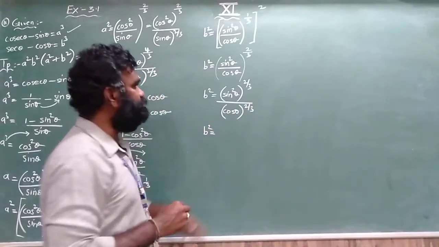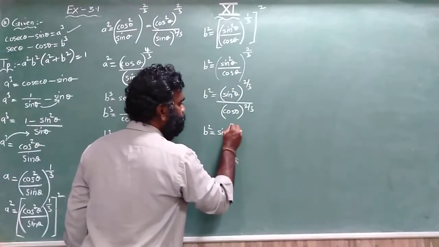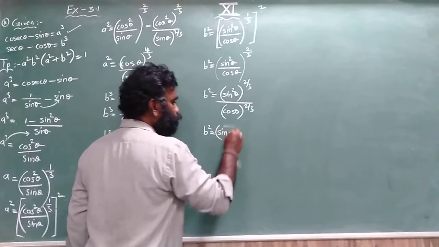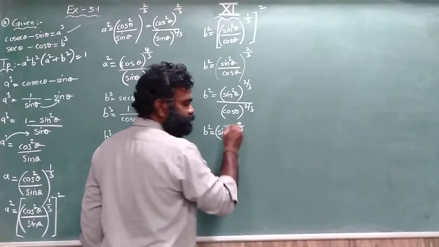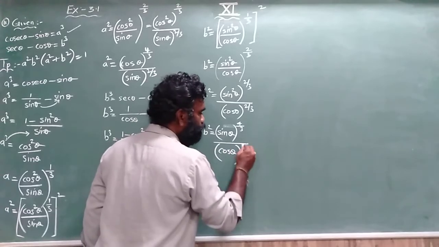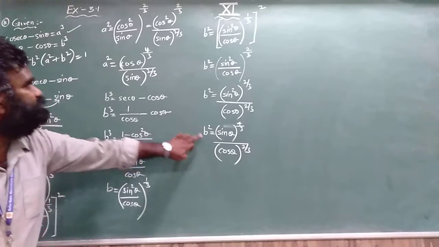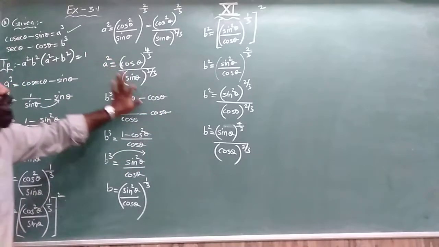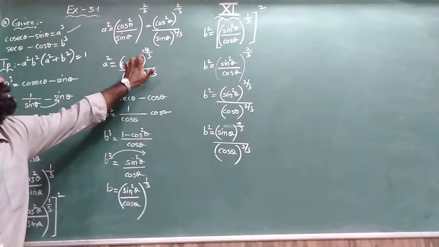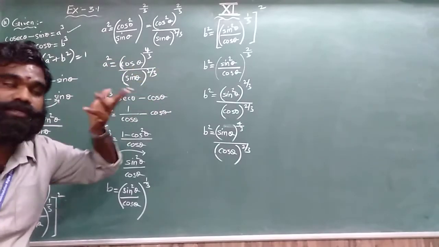Therefore b square is equal to, 2 2s are 4, sin theta whole power of 4 by 3 divided by cos theta whole power of 2 by 3. So I have found a square and I have found b square. They have the same powers, but only the cos and sin in the numerator and denominator differ.